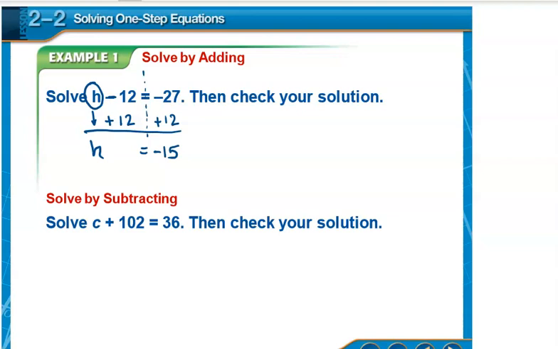And then checking your solution works like this. You're going to take your original equation, and I want to see this on your work. So you need to do the work, and then you need to check your work. H is negative 15, so I'm going to replace this h with negative 15. And when I'm done with this, simplifying, the left side should equal the right side. So that's checked. It doesn't take very long to check. Just do a little bit at a time.